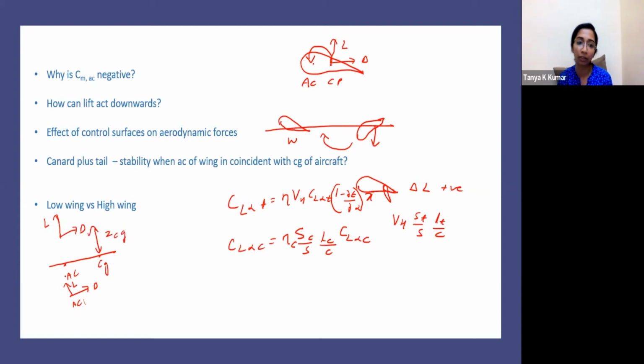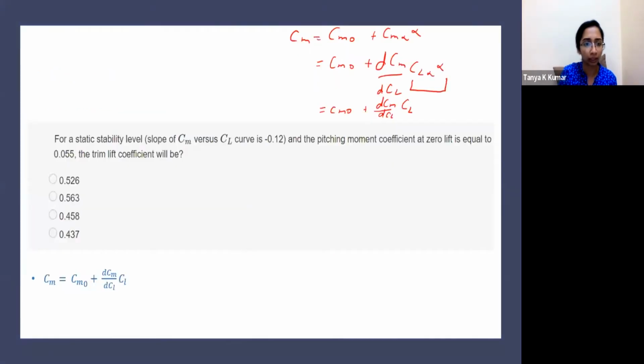ZCG. Till now, we were only looking at the X component of the distance between AC and CG. In the low wing and high wing configurations, you would have a Z component, so the CG would be located either above or below the wing AC. Using this, if you perform the derivation again, you should be able to answer one of the questions in the assignment.